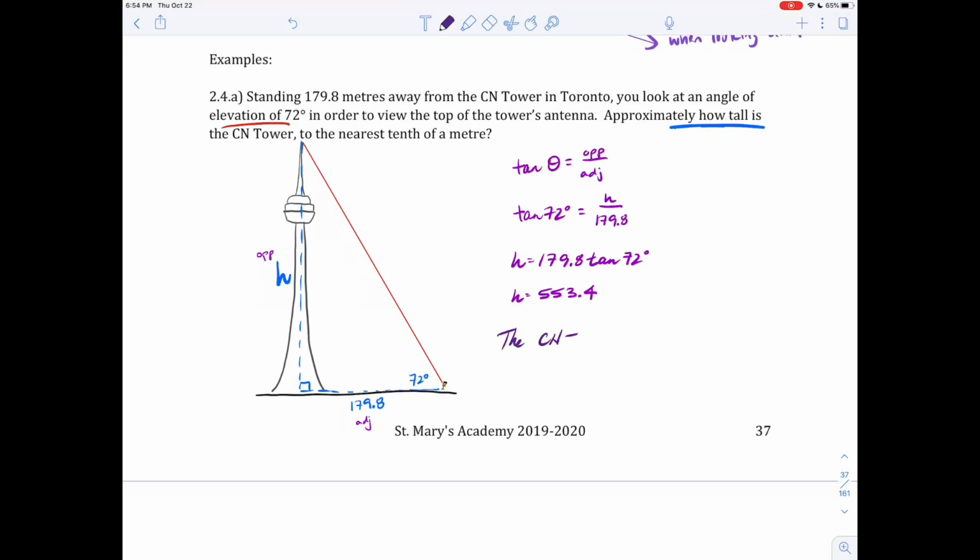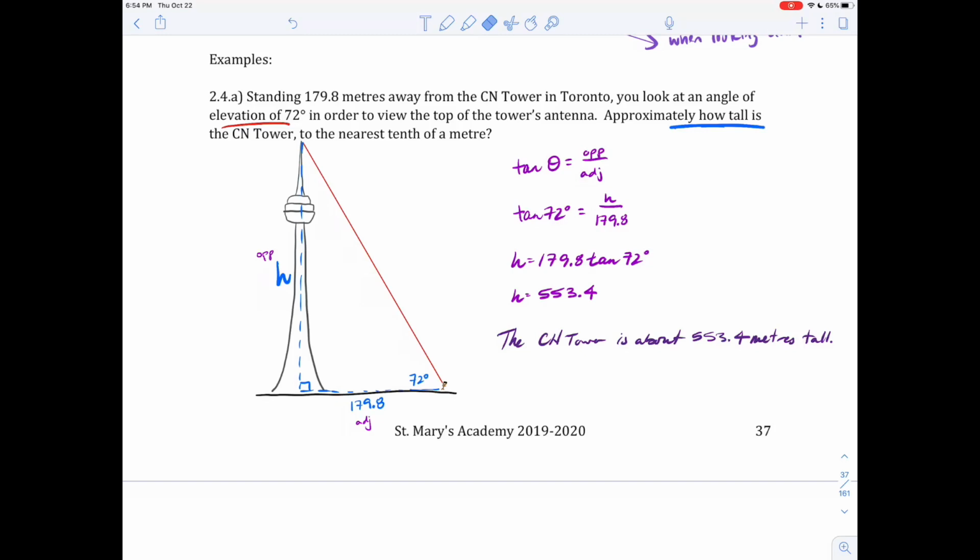the CN Tower is about 553.4 meters tall. Note those units. Those units are necessary. If you don't have them here, you darn well better have them right over there. And that's that example done.